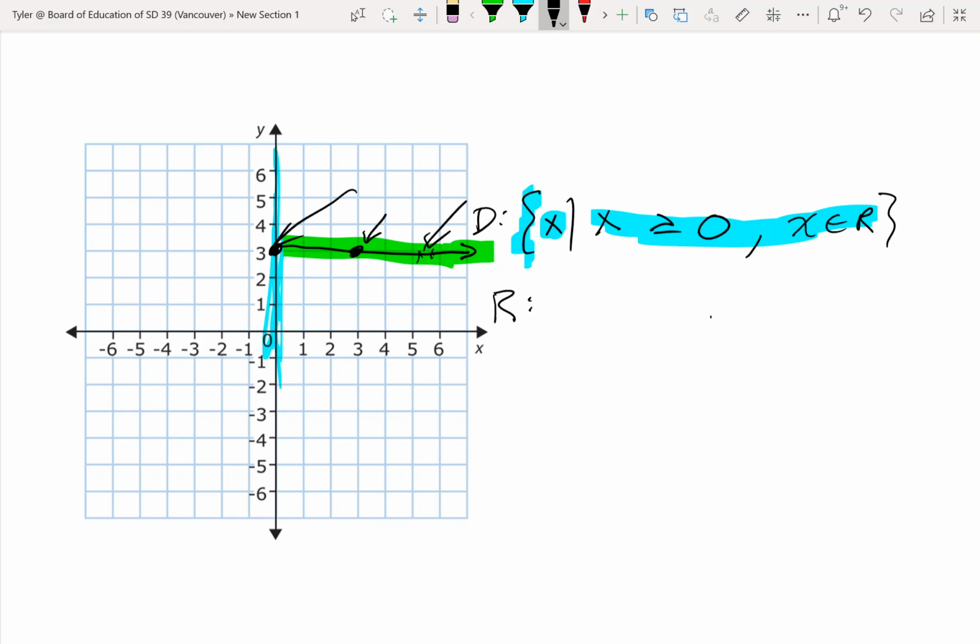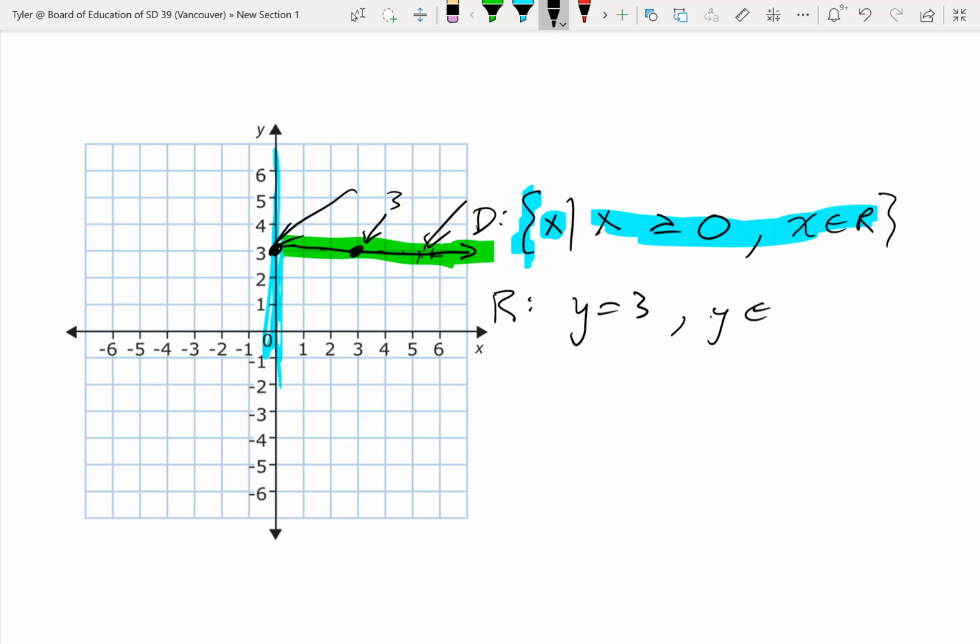The y value at this point is 3. Actually, the y value at all the points is 3. So that's saying that the y value is always 3. So for the range, I would just write y is equal to 3. That's it. There's no other possible answers. So I'm just going to say y equals 3.